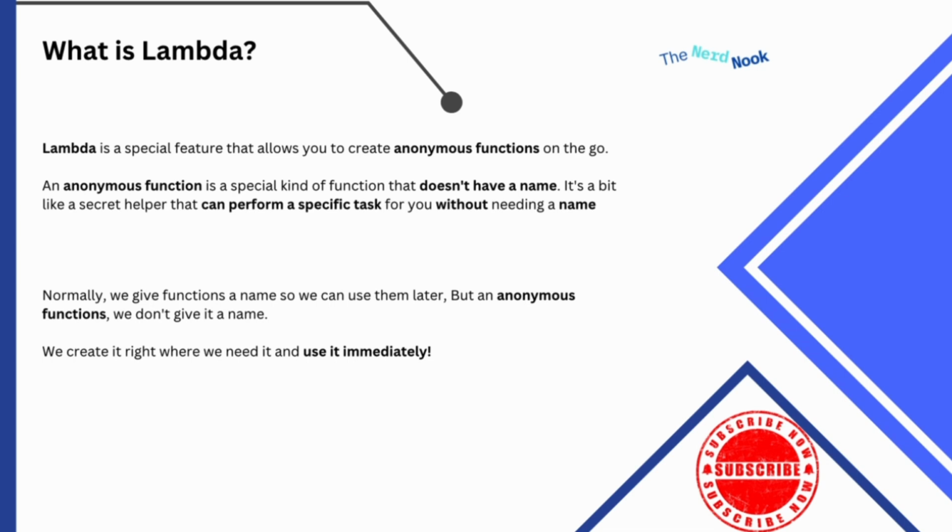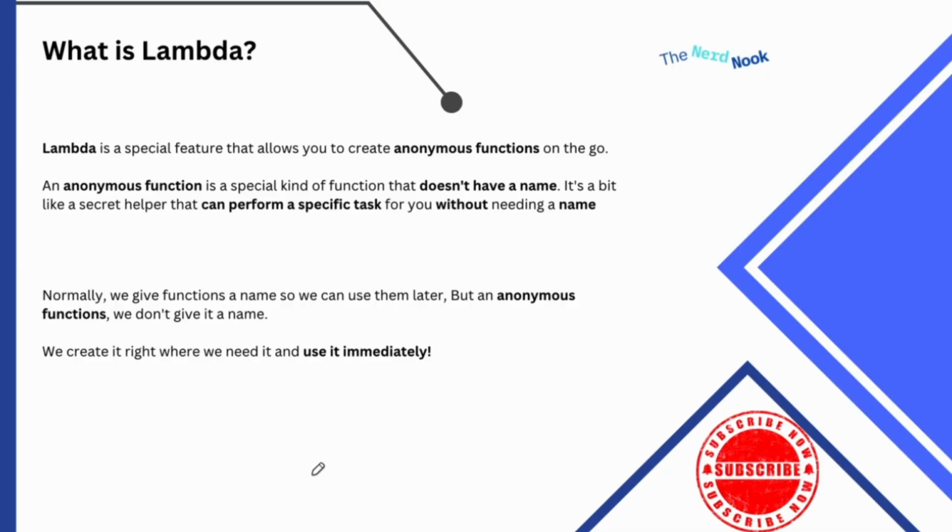Normally we give a function a name so you can use it later, but anonymous functions, we don't give them a name. So you can't really use them later. We create them on the spot and you use them on the spot. Therefore, we're using it immediately. All right, let's look at a little example here.